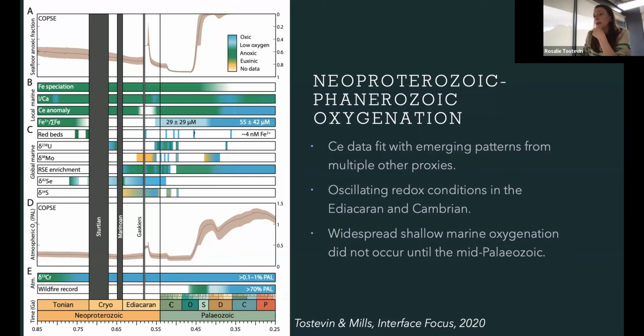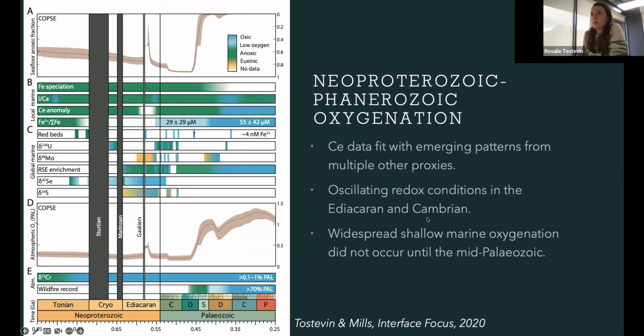That does not mean that every single cerium anomaly is primary. There's definitely cases where you've got false positive and false negative cerium anomalies due to the local conditions. But I think on the whole, in carbonates, this represents a very promising proxy for extracting primary signals from the oldest parts of the rock record.